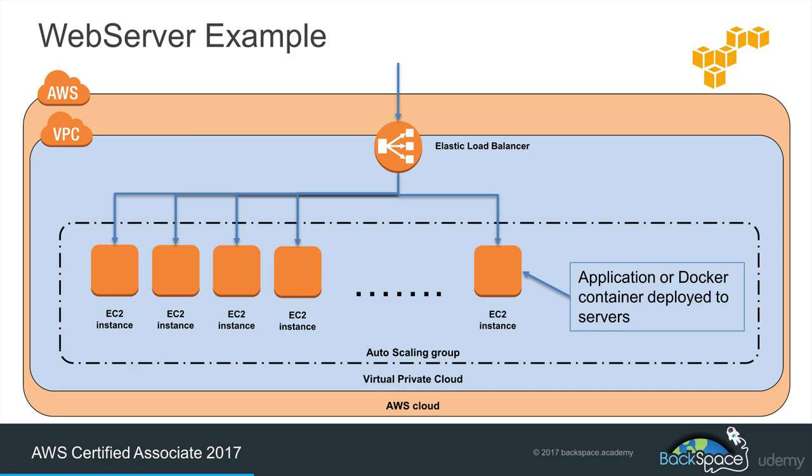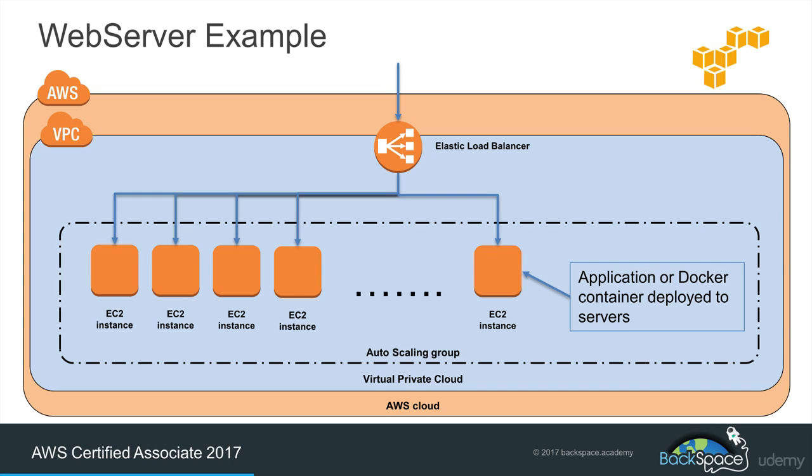So let's have a look at how a web server application could be set up using some of these compute building blocks. As we can see there, we've got our AWS cloud, and we can create within that AWS cloud a VPC, or virtual private cloud. And that VPC is our own personal and private space within the AWS cloud. And no one can have access to our VPC unless we grant them permissions to do so.